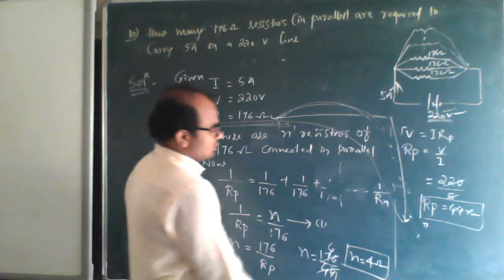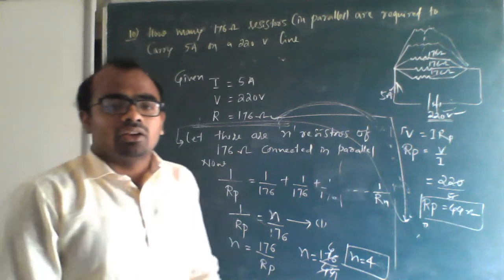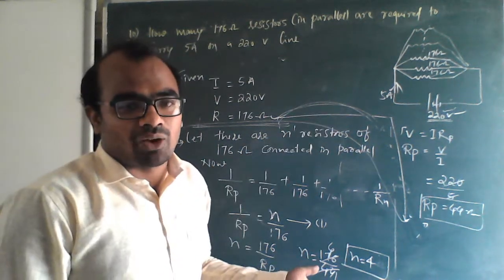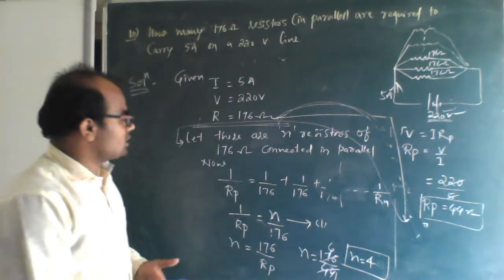Sorry, it is number of resistors. So it does not have any SI unit. We just say how many there are, 4. It cannot be called 4 ohm or 4 ampere. How many resistors? Only 4 resistors. So that is how we should remember.